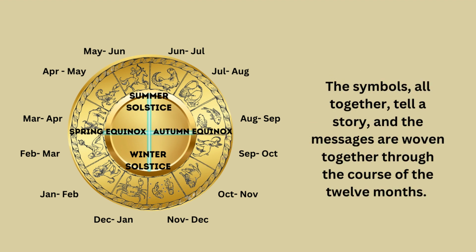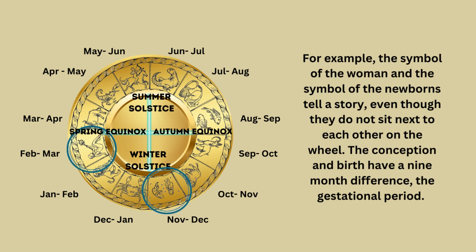The symbols, all together, tell a story, and the messages are woven together through the course of the 12 months. For example, the symbol of the woman and the symbol of the newborns tell a story, even though they do not sit next to each other on the wheel. The conception and birth have a 9-month difference, the gestational period.